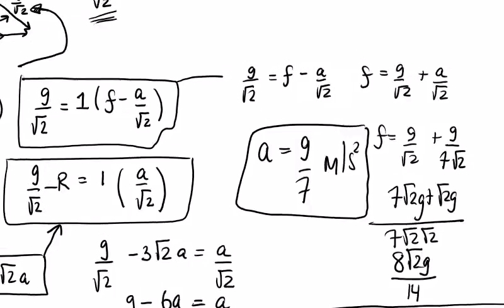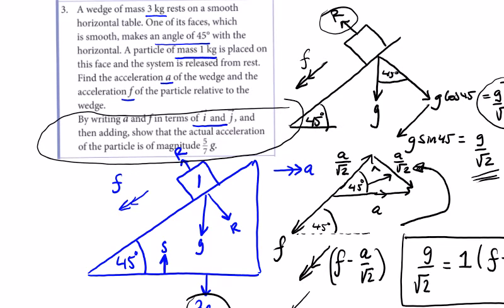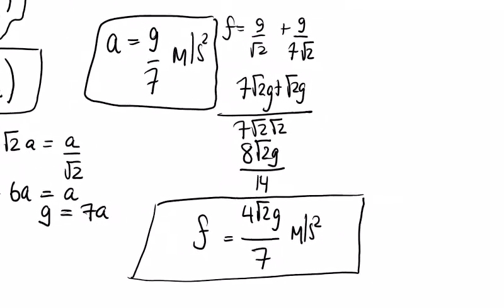And what we're asked here is to put them into vector form, aren't we? By writing A and F in terms of I and J, and then adding, so we want A plus F in terms of I and J, to show the actual acceleration of the particle is 5G over 7. Okay, let's look at this in terms of I and J.